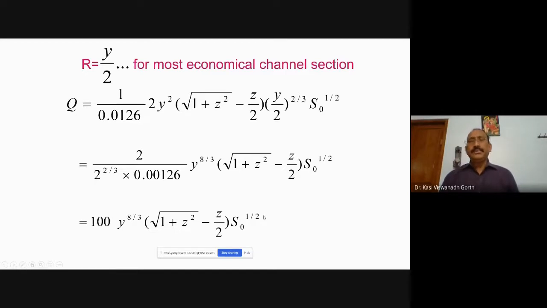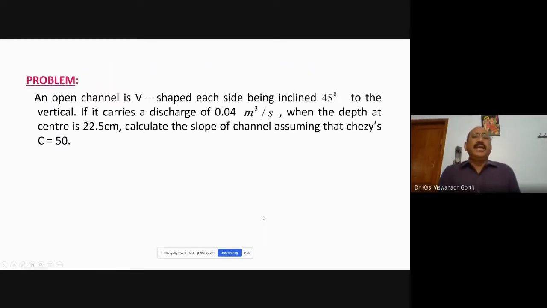Over. Next. An open channel is V-shaped. The shape of the channel is V-shaped; it's a triangular channel, in other words. Each side being inclined 45 degrees to the vertical. If it carries a discharge of 0.04 meter cube per second, when the depth at the center is 22.5 centimeters, calculate the slope of the channel, assuming that the Chezy's coefficient is 50.